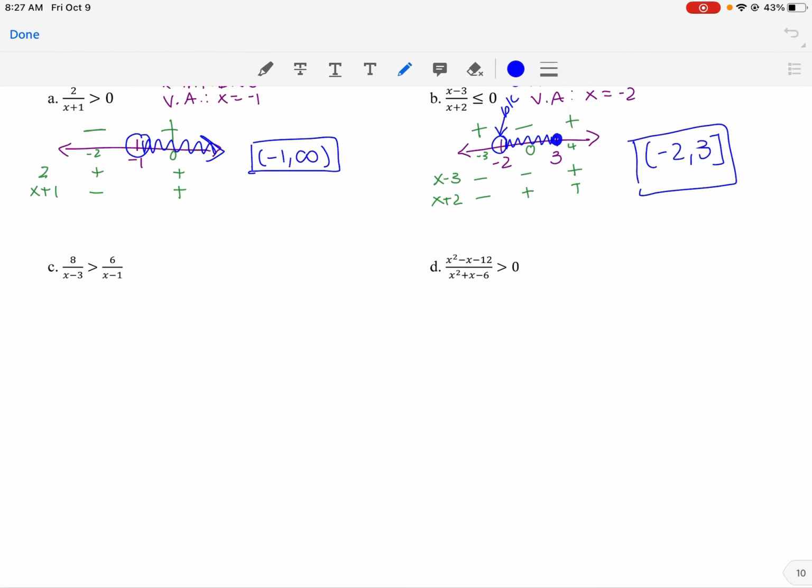Okay, this next one, I'm going to tell you right now, you have to be careful with this next one. You have to set it equal to 0.